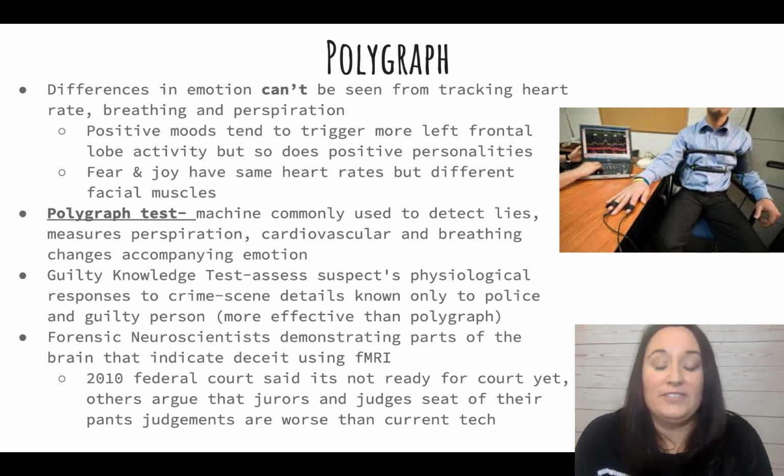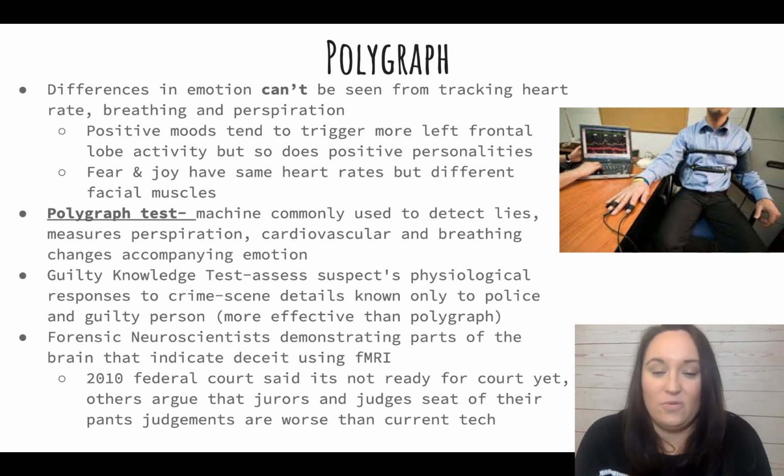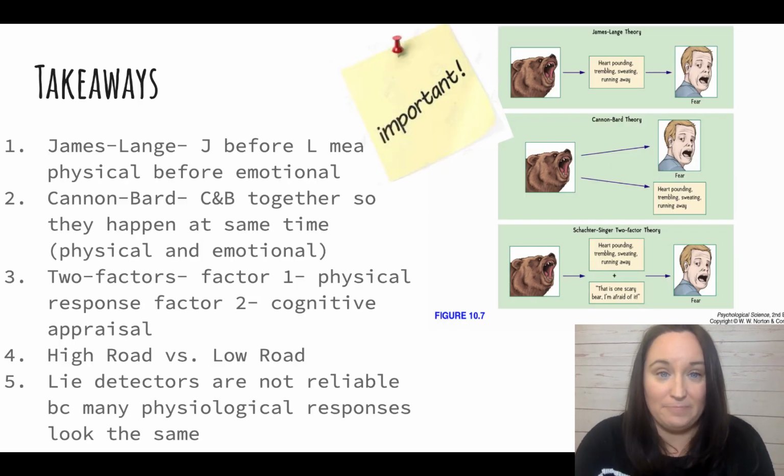Forensic neuroscientists argue that you can use the fMRI, and we know what parts of the brain are involved with deceit. And so they can use fMRI machines, and that's way more accurate than using any sort of heart rate monitor. But in 2010, the federal court said, we're not ready for that yet. A lot of people bounced back and critiqued that, saying, well, right now what we're using isn't that great either. An fMRI machine would definitely be more accurate.